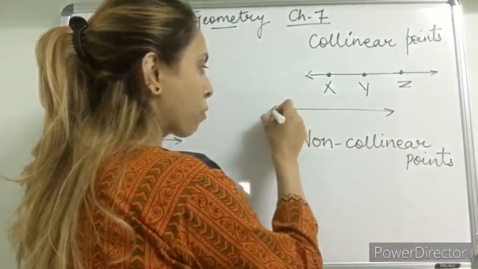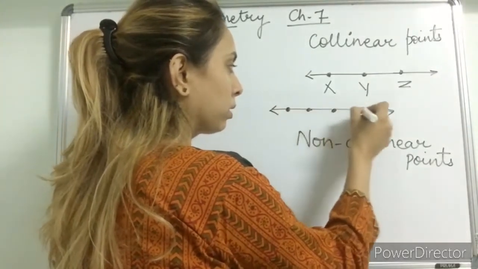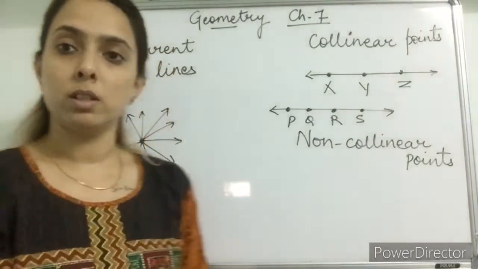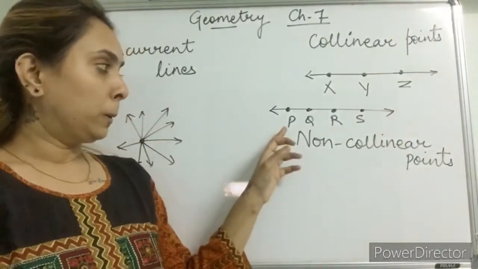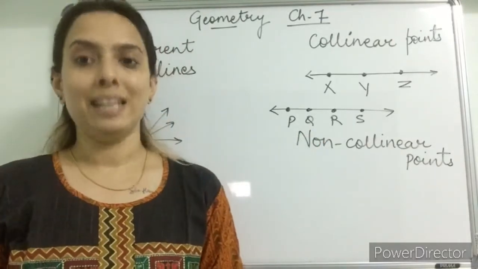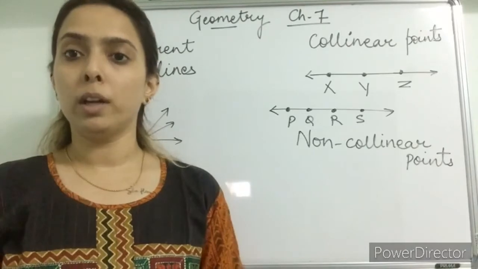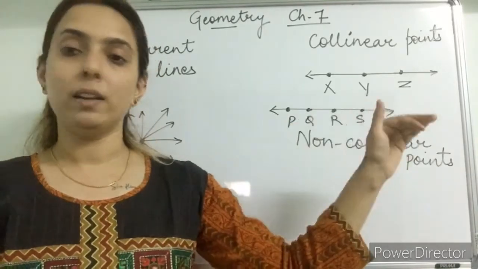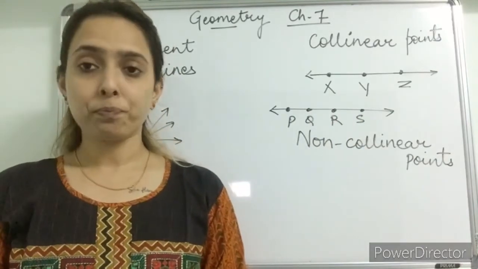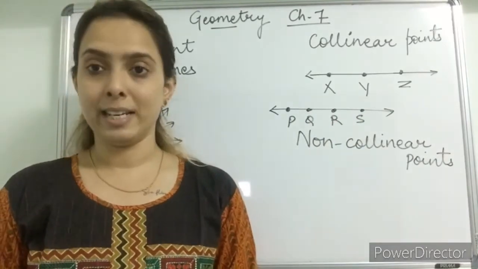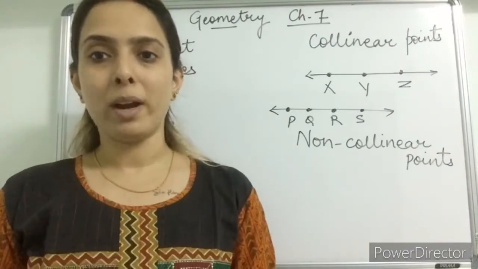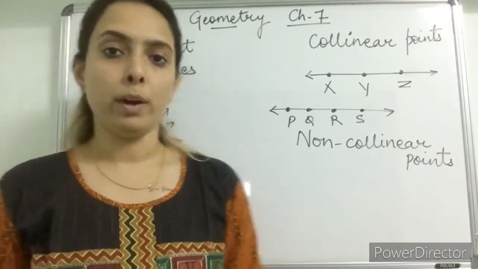One more example. There is a line with points P, Q, R, S. If the question comes, are points P, Q, R, S collinear points? You will say yes, P, Q, R, S are collinear points because they are in a straight line. You can all see on page number 110: if 3 or more points lie in a straight line, those points are known as collinear points.